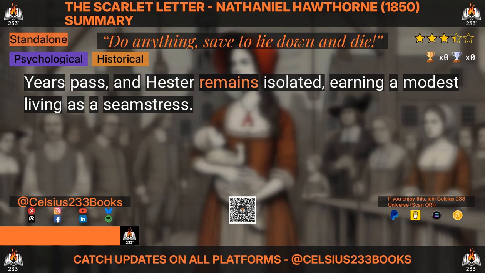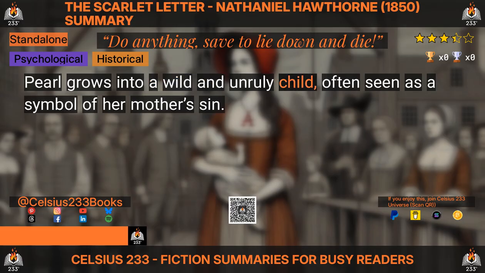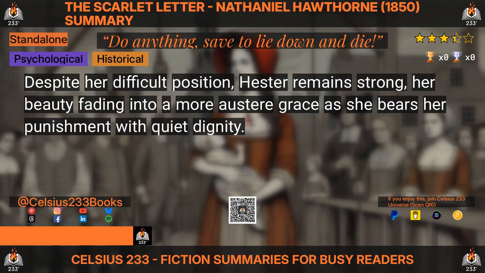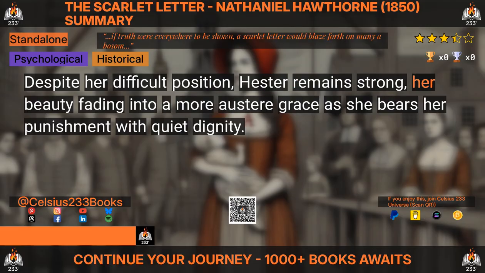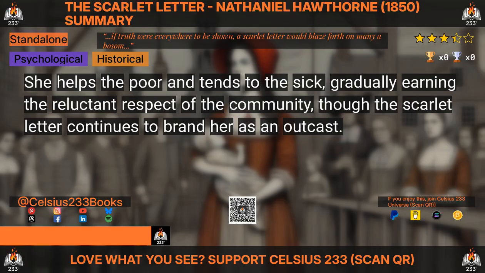Years pass, and Hester remains isolated, earning a modest living as a seamstress. Pearl grows into a wild and unruly child, often seen as a symbol of her mother's sin. Despite her difficult position, Hester remains strong, her beauty fading into a more austere grace as she bears her punishment with quiet dignity. She helps the poor and tends to the sick, gradually earning the reluctant respect of the community, though the Scarlet Letter continues to brand her as an outcast.